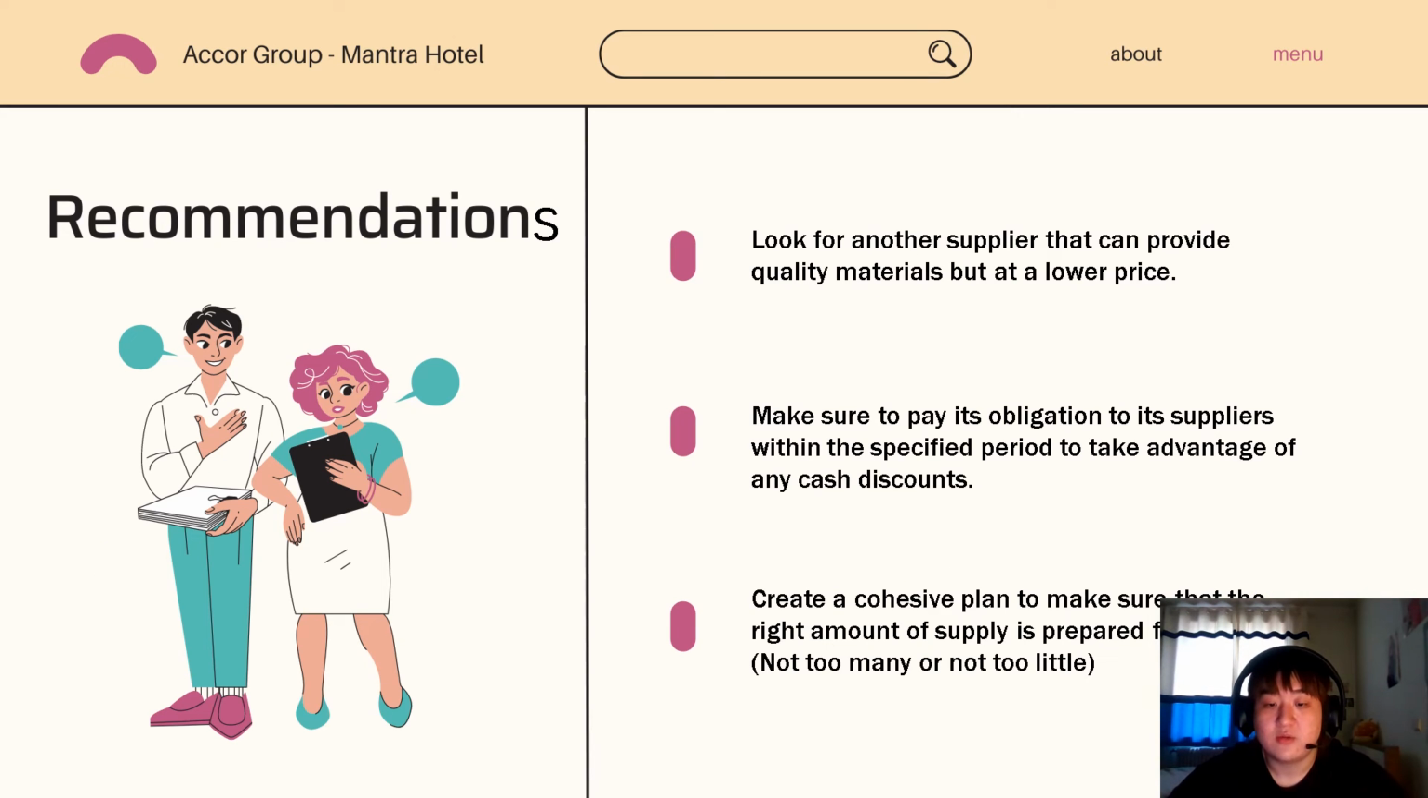For the management to minimize its costs and maximize profitability on its next event, the following are the recommendations. First is look for another supplier that can provide quality materials at a lower price. Second is make sure to pay its obligation to its suppliers within the specified period to take advantage of any cash discount. Third is create a cohesive plan to ensure that the right amount of supply is prepared for the event.